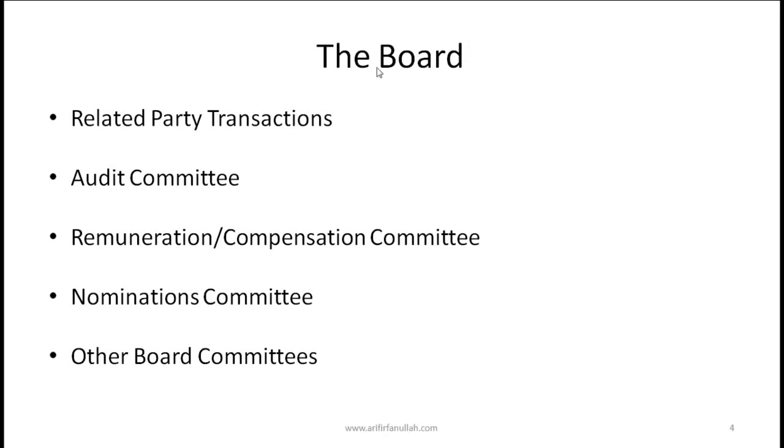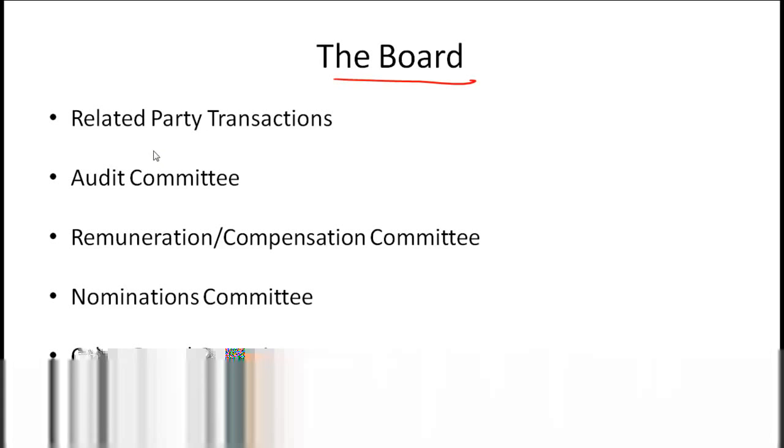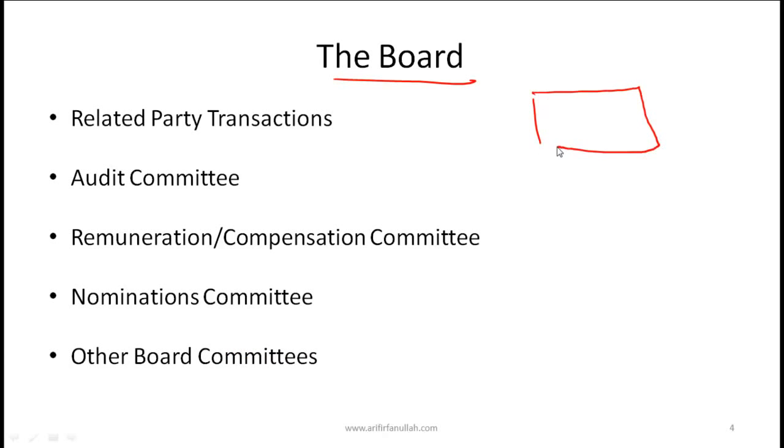Okay, continuing with items related to the board, related party transactions. What you need to do here is determine or investigate whether the company engages in outside business relationships with management or board members for goods and services on behalf of the company. So the idea being that if this is the company and you have the management team and the board of directors, does the company do separate transactions?